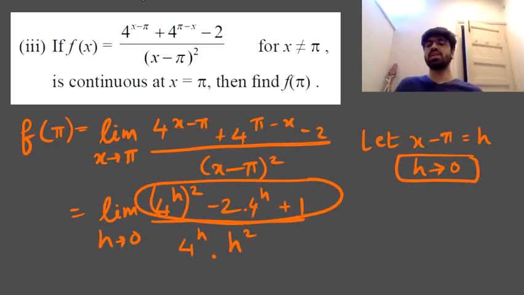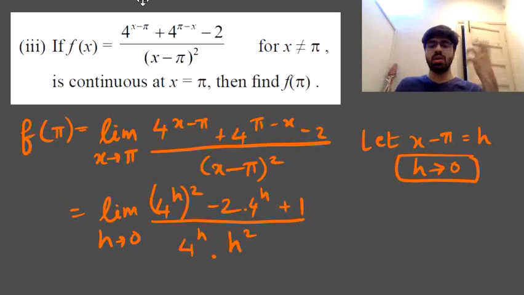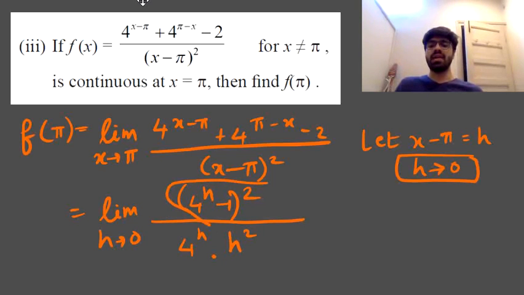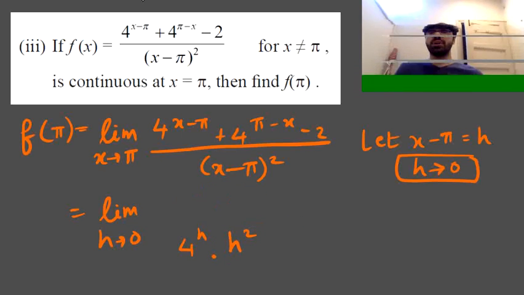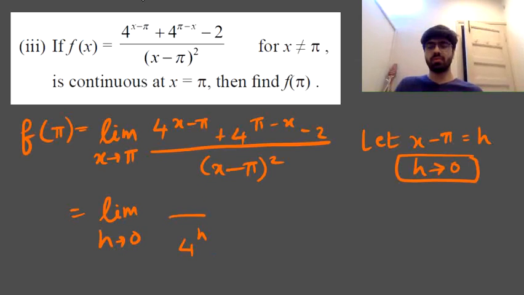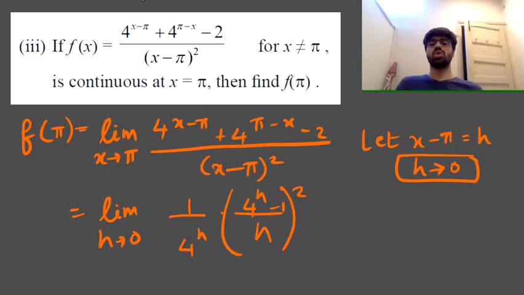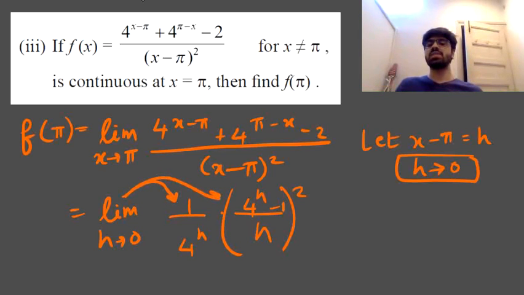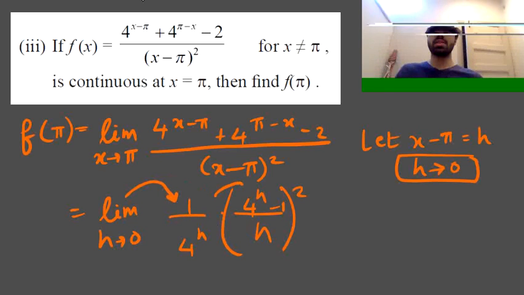The entire numerator is the expansion of 4 power h minus 1 the whole square. So the numerator is being written as 4 power h minus 1 the whole square, and a square upon b square can be written as a upon b the whole square. So we have 4 power h minus 1 upon h the whole square. So the limit is going to get split now. One limit goes with this, the other limit attaches itself with this. That limit can be taken inside the bracket.